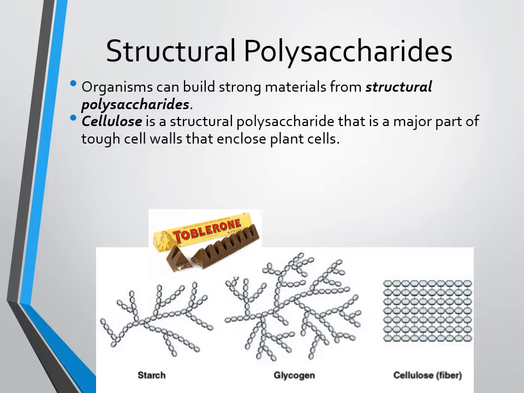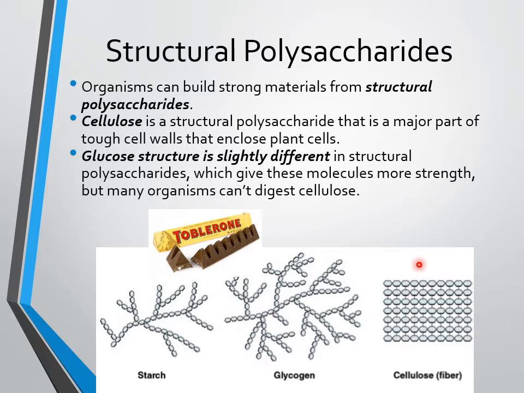All right, so organisms can build strong material from these structural polysaccharides. So we have cellulose right here, and that is found in plant cells. That's what a lot of their cell walls are made of, the cellulose. Also, like eating celery, that crunch that you hear on the outside edge, that is made up of cellulose.